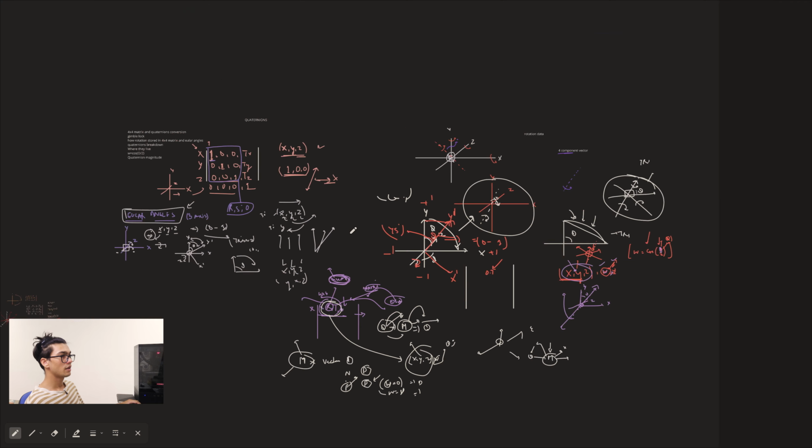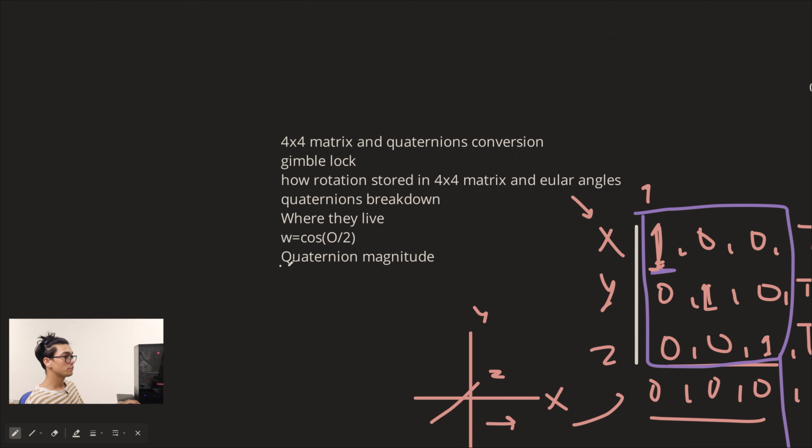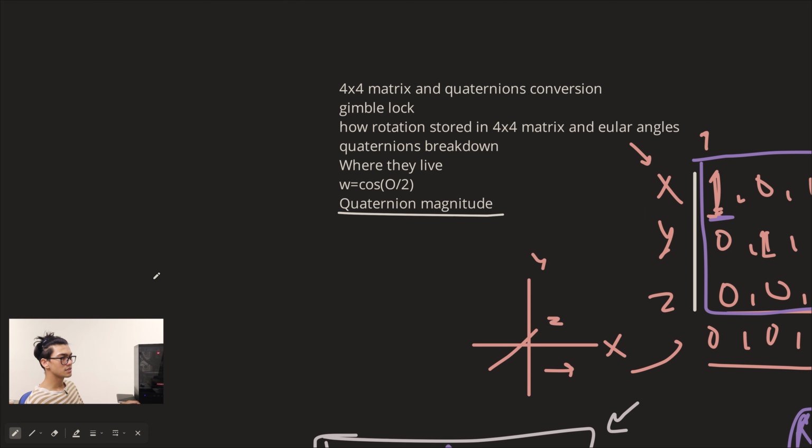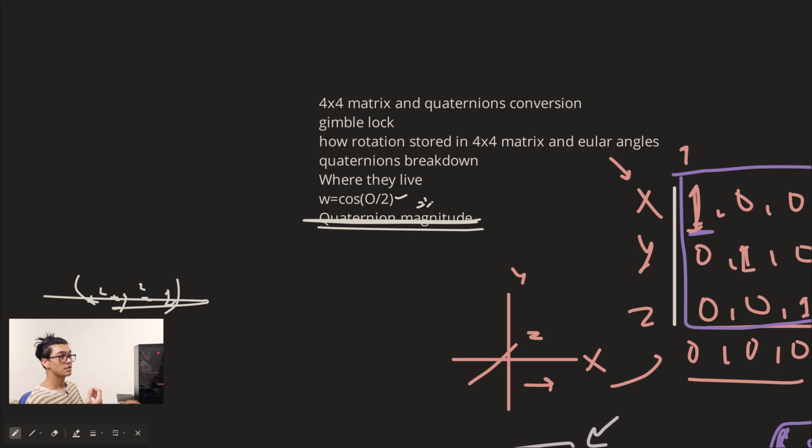And what I have to cover: quaternion magnitude. And this is something like x square plus y square equals 1. This is just simple trigonometry. We don't need to understand this. Maybe someday later we will, but this is a mathematical thing, right? We don't need to calculate it by hand.